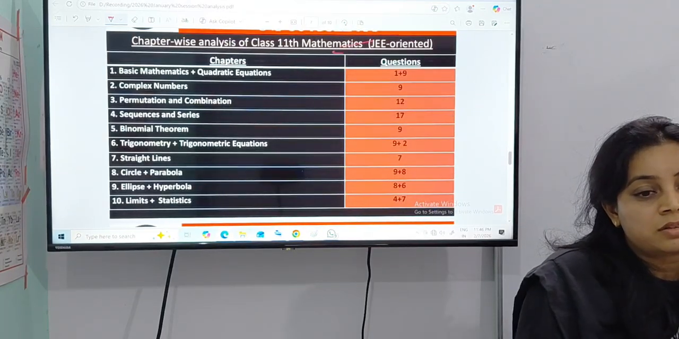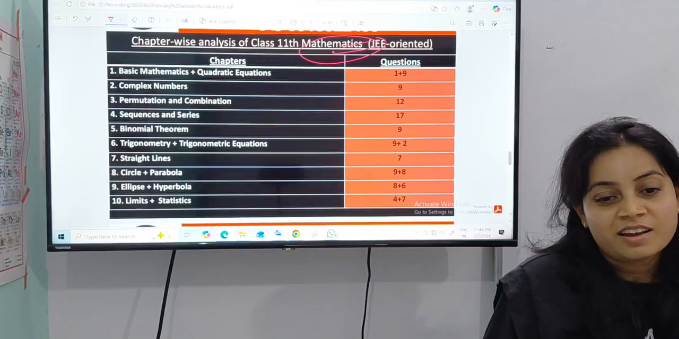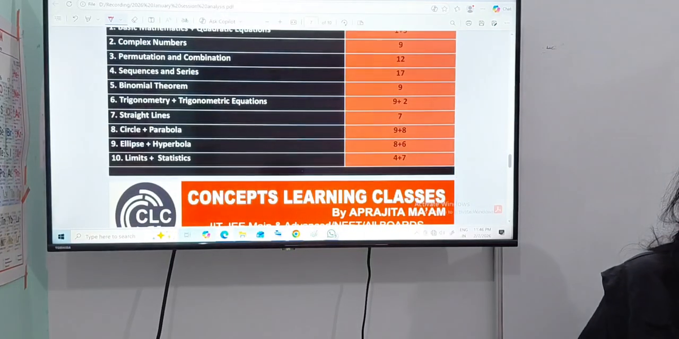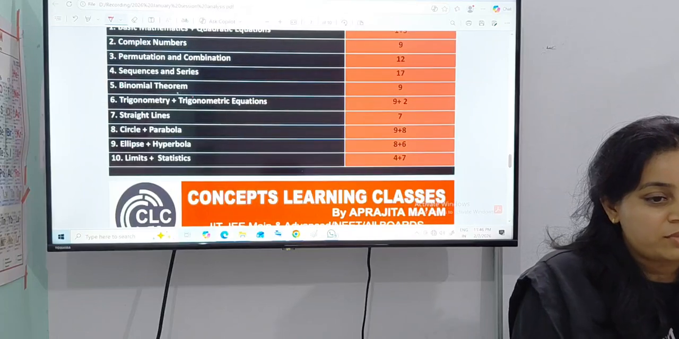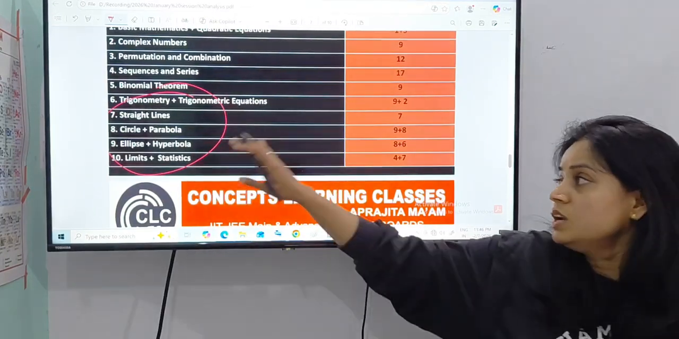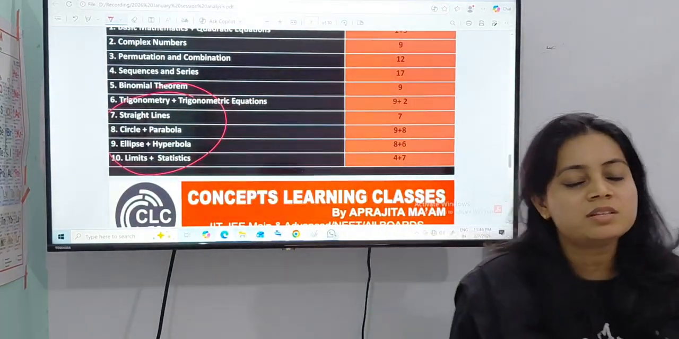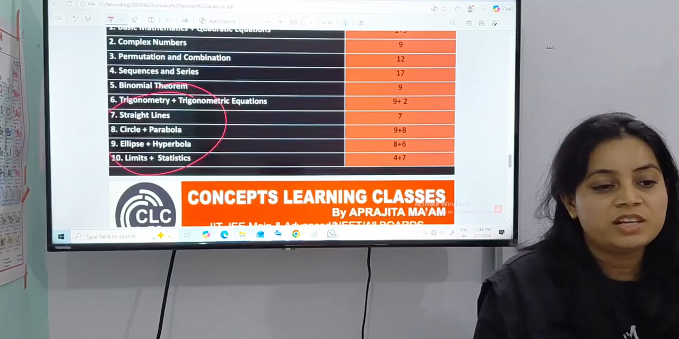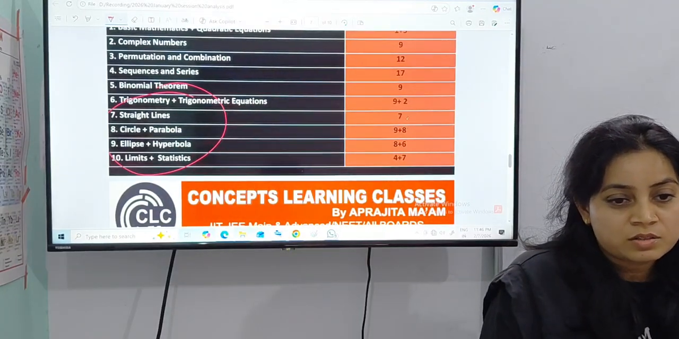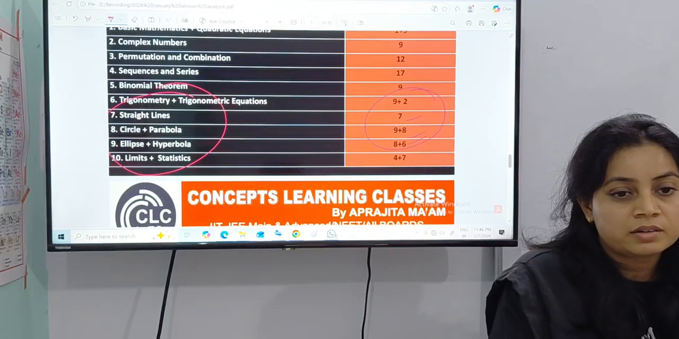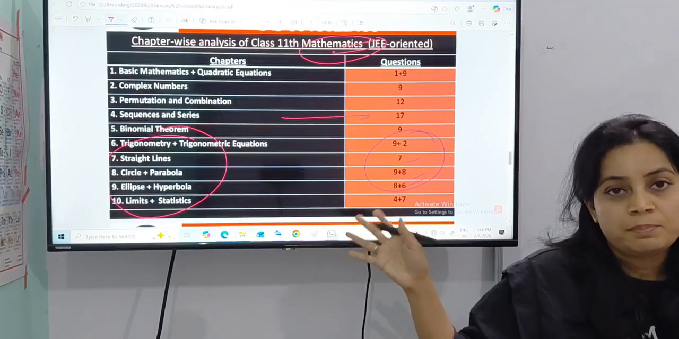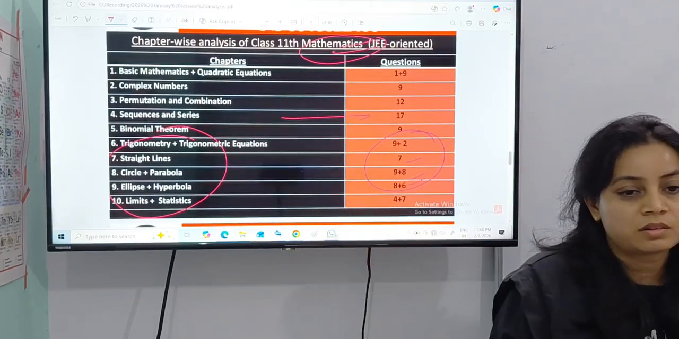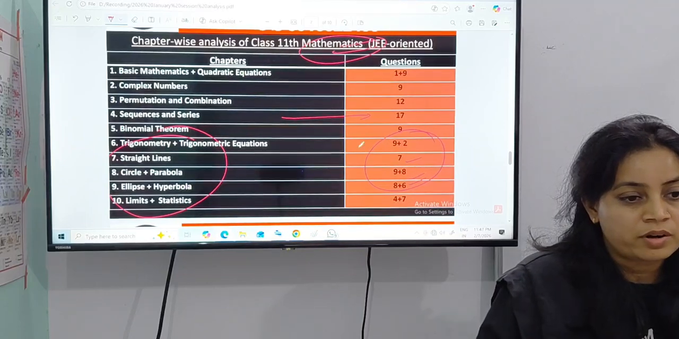And in mathematics, so maths obviously, and in maths if you ask for my favorite, it's from this: straight line to ellipse, hyperbola, circle, parabola. This coordinate portion is very good, and you can score very well from this. And the most important one was sequence and series, like your AP, GP. This is very good, important.